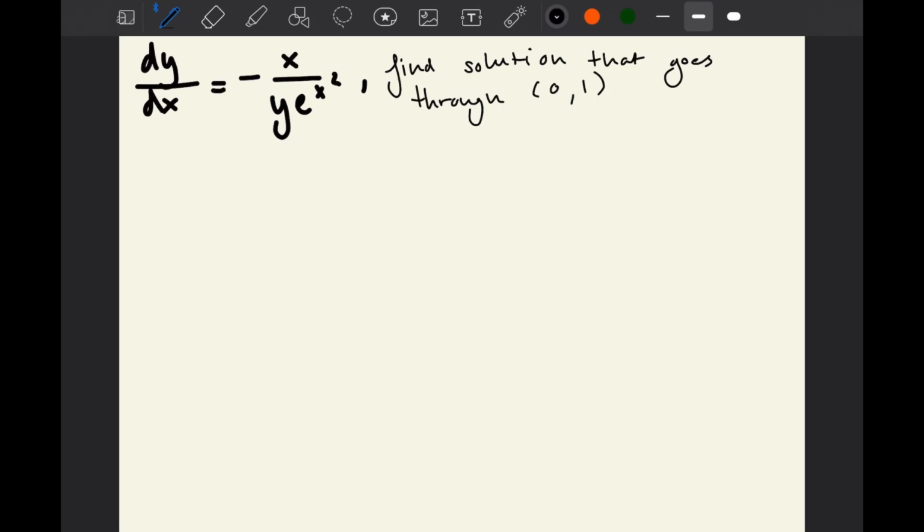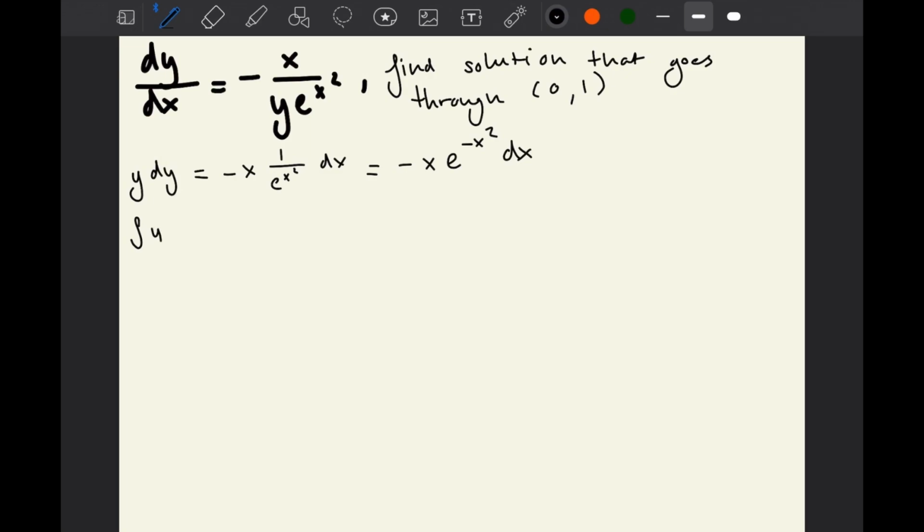So we're going to end up having y dy is equal to negative x, and I'm just going to write it 1 over e^(x²) dx. And this can also be written as negative x e to the power of negative x squared dx, just with some exponent rules. So now let's integrate this.